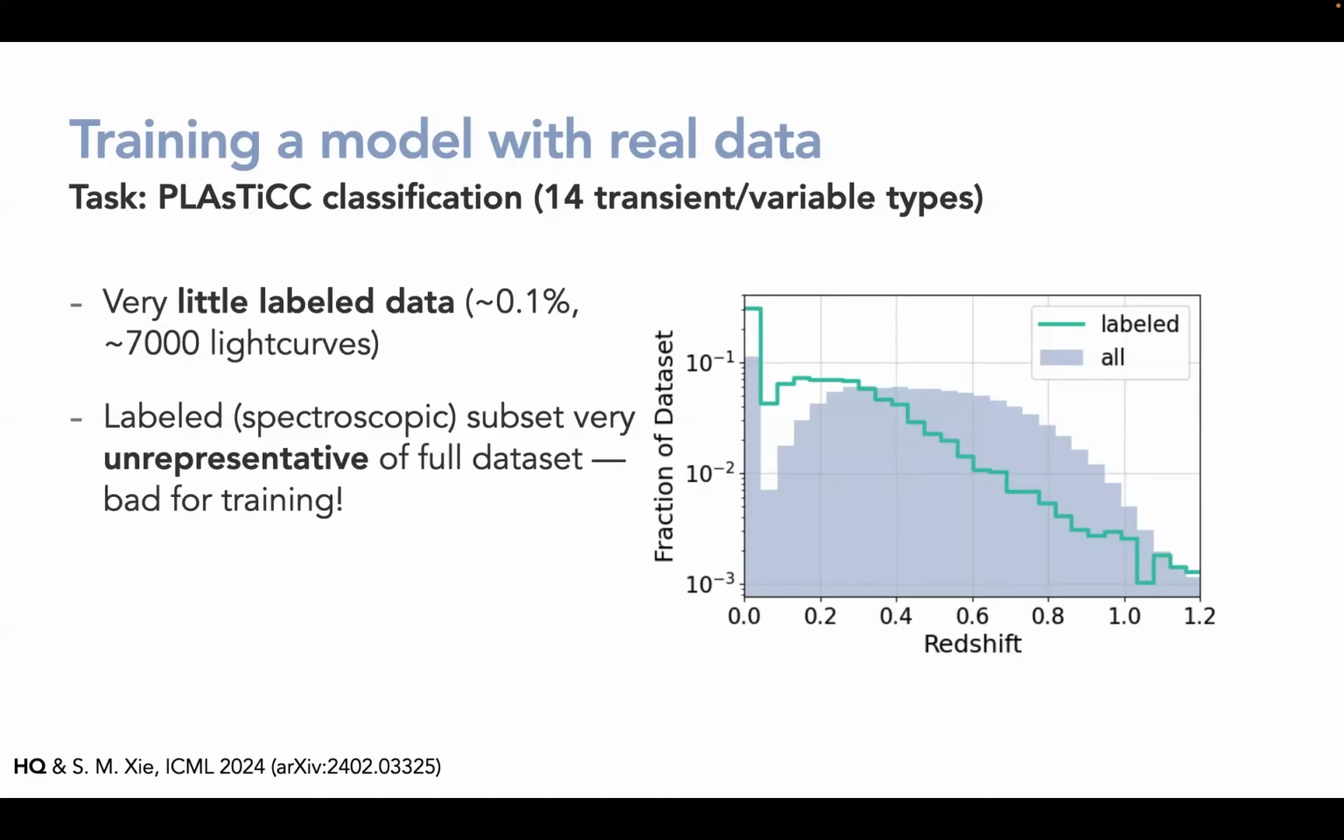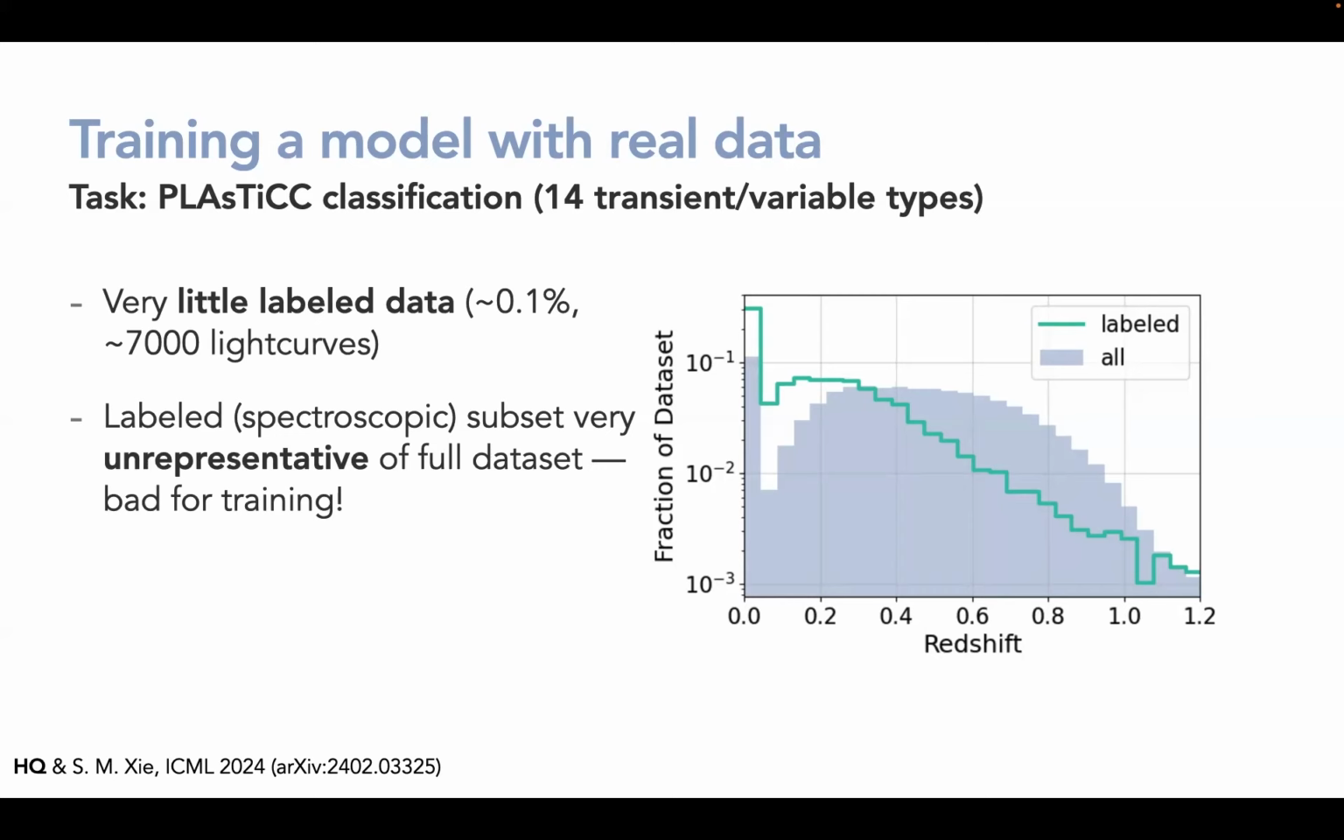Obviously the most important problem that everyone is familiar with is that it's really, really hard to get labeled data for real data. And in this example, which is this PLAsTiCC classification task, there's only around 0.1% labeled. So that's around 7,000 light curves. And that's not enough to train very many models at all. But another, more subtle problem is that this labeled subset, which typically comes from spectroscopy, is very unrepresentative of the full data set. And that makes it very bad for training.